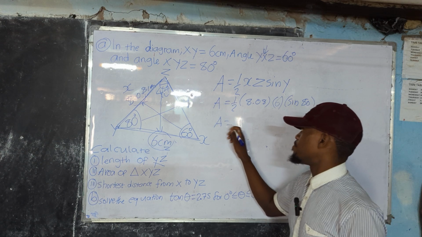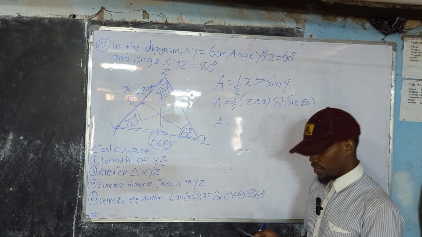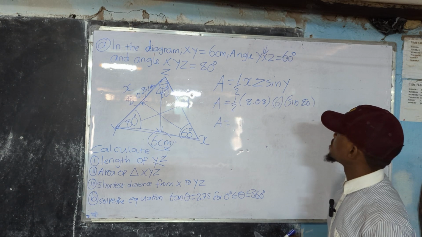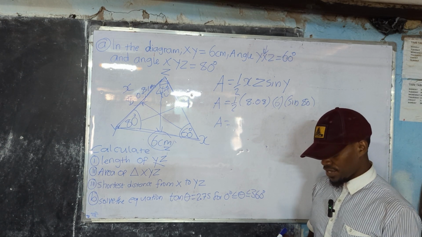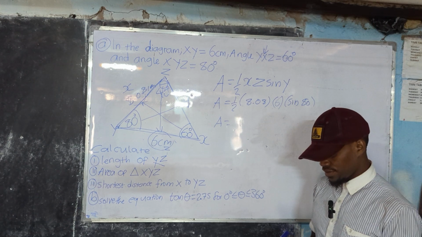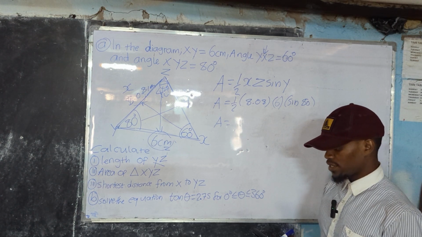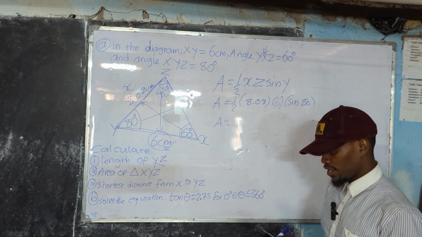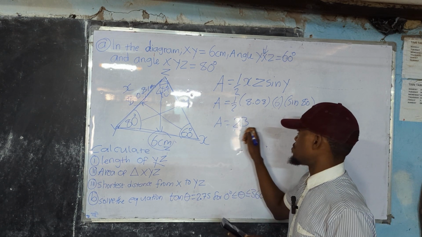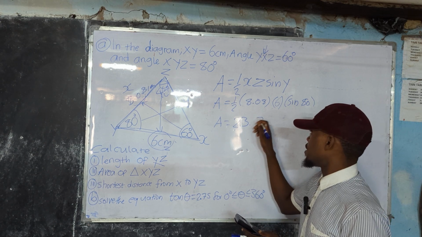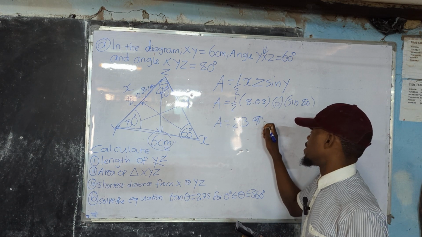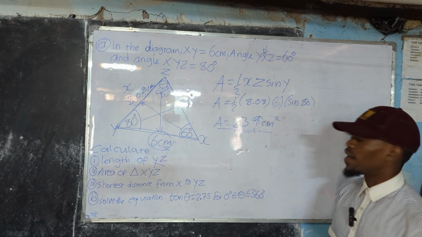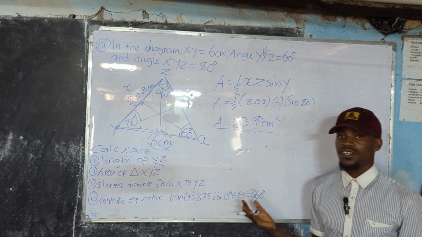So we can now punch this on the calculator. So I'm going to say 8.08 times 6 times sine 80. So I'm getting 47.0 divided by 2. So my final answer is 23.9 centimeters. Remember, area must be raised to the power 2. So this is what you're supposed to do.